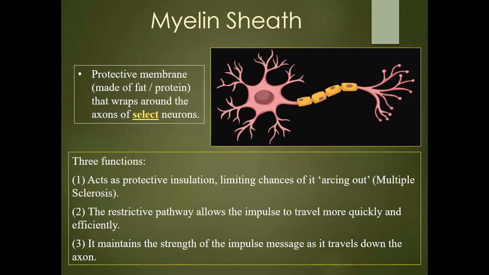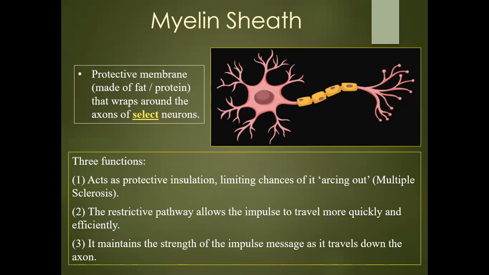Lastly, it's going to maintain the strength of the impulse. This one we don't need to worry too much about, although I have a graphic that will show this. It's a little bit too much for us to worry about the propensity of the neural impulse going down. At this point, it's going down to the end of the neuron. But if it doesn't have this myelin sheath around it, sometimes the impulse weakens as it goes down.